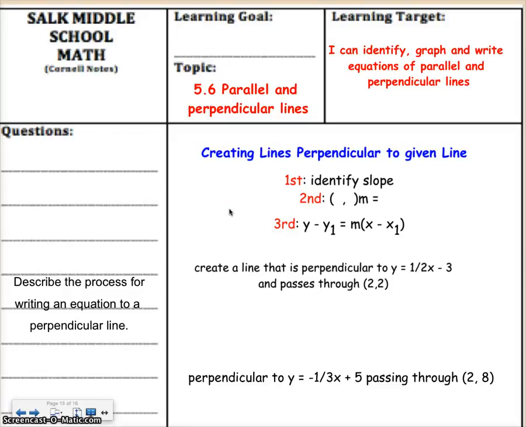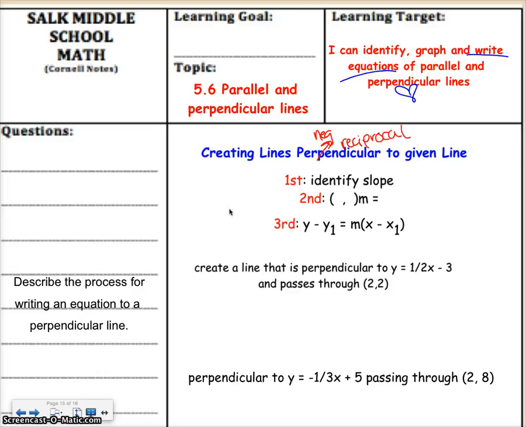Okay, now that we learned what the slopes are to perpendicular lines, you are going to be able to write an equation of a perpendicular line given a line that it's perpendicular to and a point that it goes through. It's just like parallel, where the first thing you're going to do is find out the slope. The second thing, you identify the point it goes through and the slope that you identified, and then you use point slope.